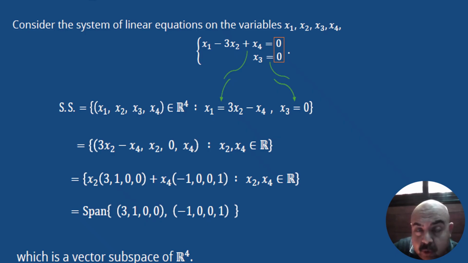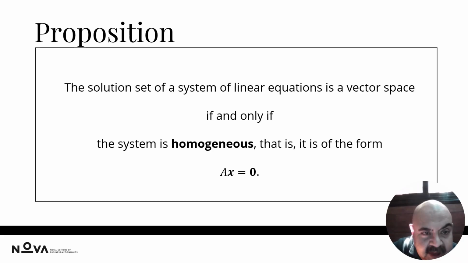This homogeneous system has a very remarkable proposition. Let's see. The solution set of a system of linear equations is a vector space if and only if the system is homogeneous. So I'm solving a system of equations, and the right-hand side will equal 0. That's called a homogeneous system of equations. It is of the form Ax equals 0.